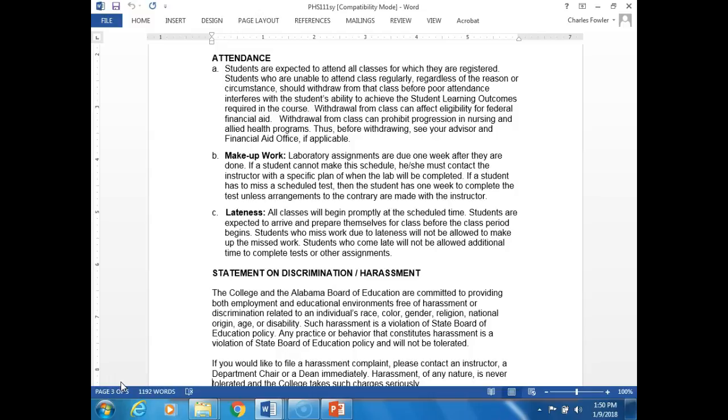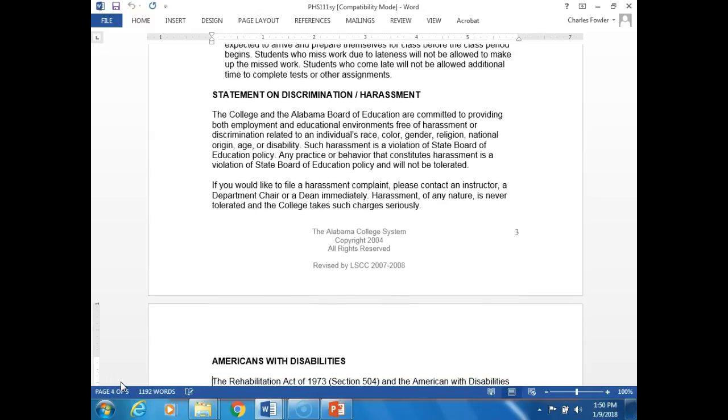Okay, let's look at the statement on discrimination and harassment. You see this on just about every syllabus, so I'm not going to go into great detail on it. Let me say this first. Discrimination, don't want it to happen. Harassment, don't want it to happen. I always include in here, I think it's included in that, things like bullying, that kind of stuff, don't want it to happen, okay?